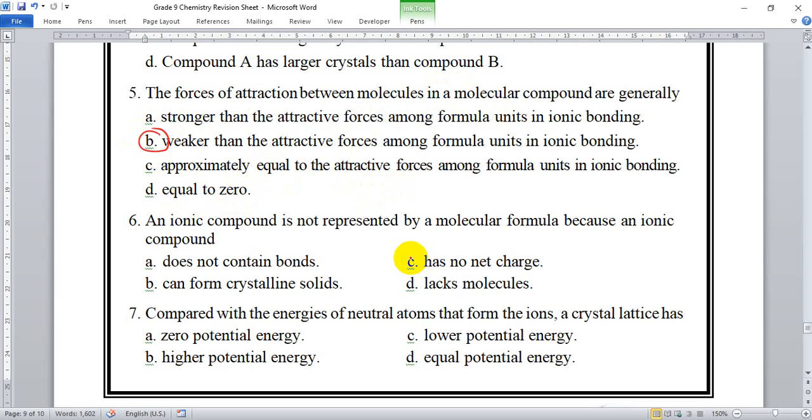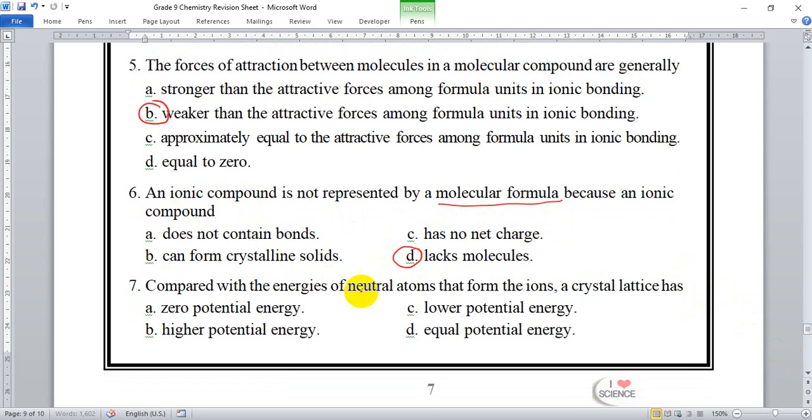Number 6. An ionic compound is not represented by a molecular formula because an ionic compound does not contain bonds, can form crystalline solids, has no net charge, or lacks molecules. Why? We don't have a molecular formula for ionic compounds because they don't have molecules. They lack molecules.